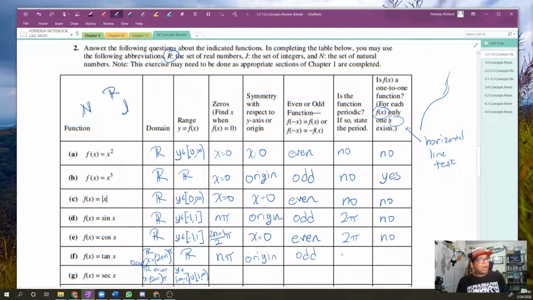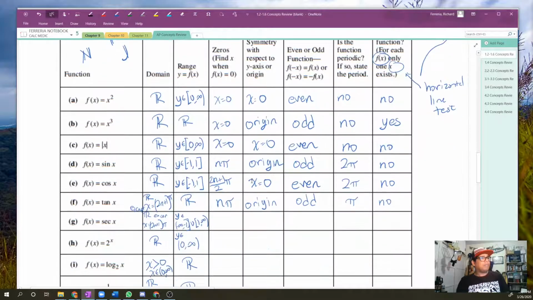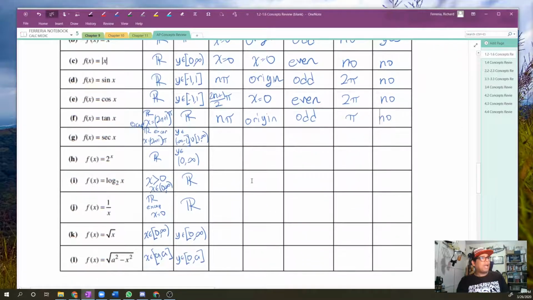Is this periodic? Yes. The period of this one is pi. Is this one-to-one? No. It does not pass the horizontal line test. You can imagine drawing a horizontal line. You would cross through multiple tangent x's. Okay. About halfway done with this.